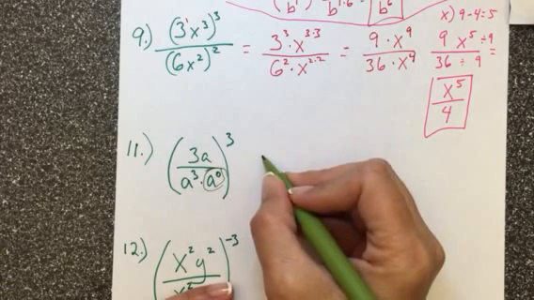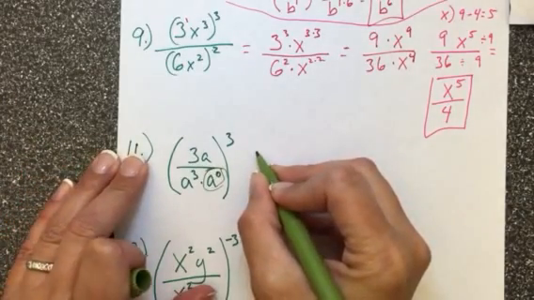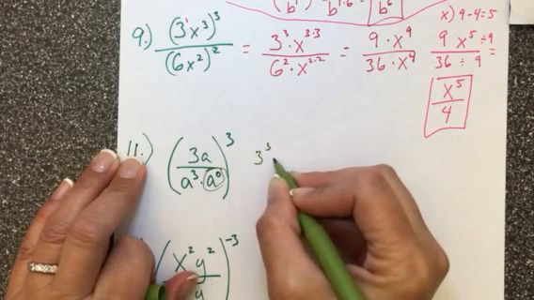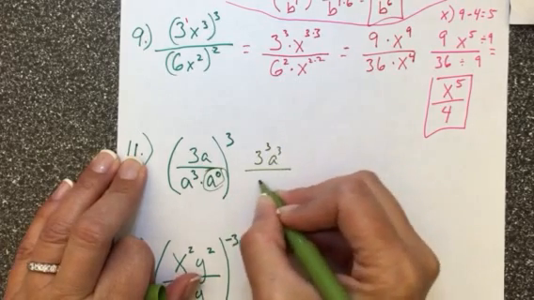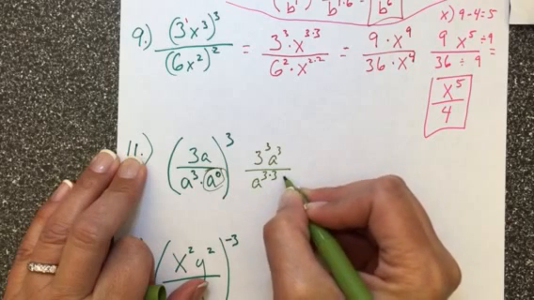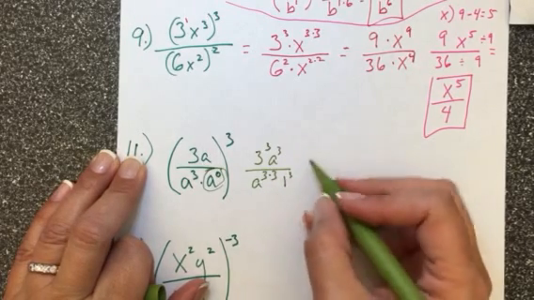So it is equal to 1. So I will have 3 to the 3 times a to the 3 over a to the 3 times 3, and then 1 to the 3, which is still going to be 1.